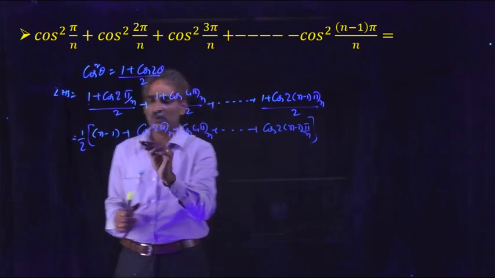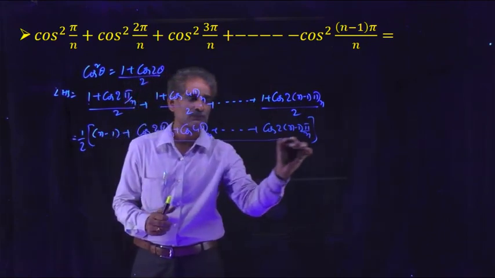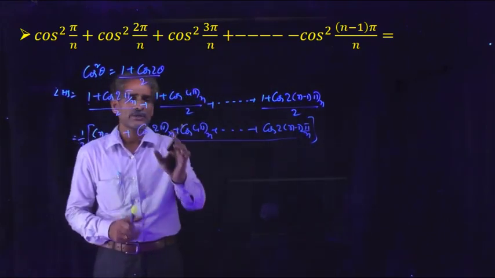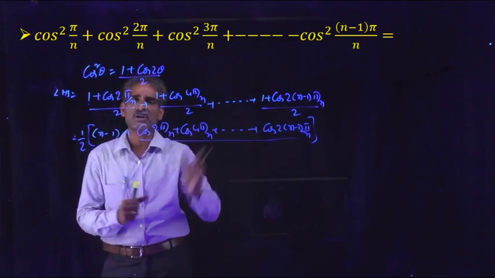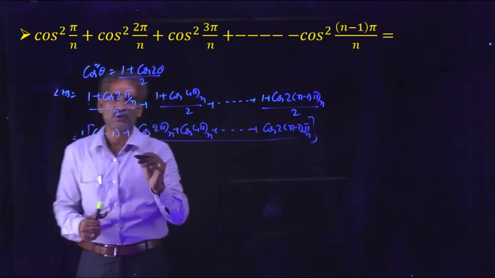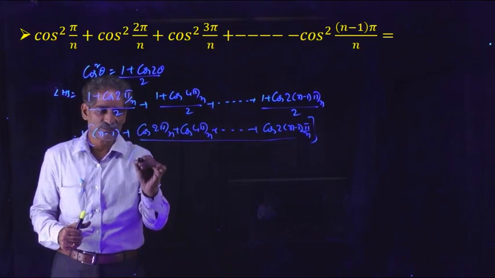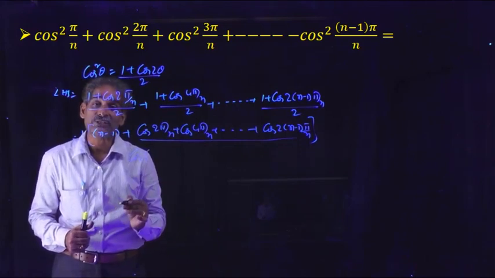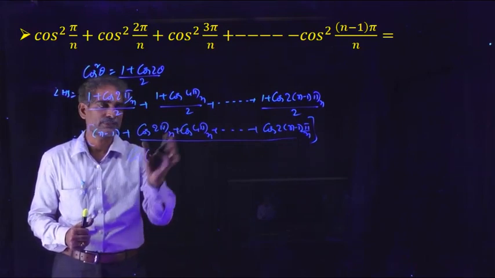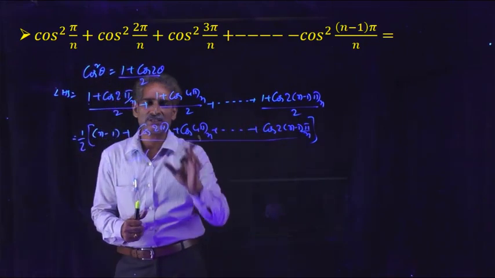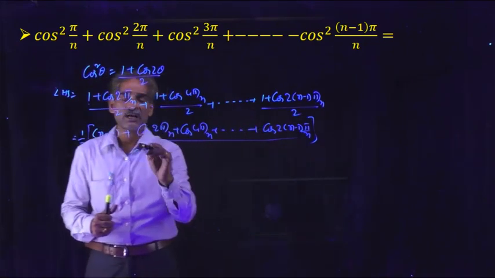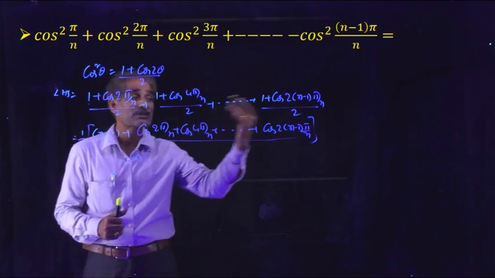Now here we have to find this expression's value. Here the angles are in AP and the function is cos. We have a formula. What is the formula? If the expression is in terms of cos and the angles are in AP, then cos of first angle plus last angle.